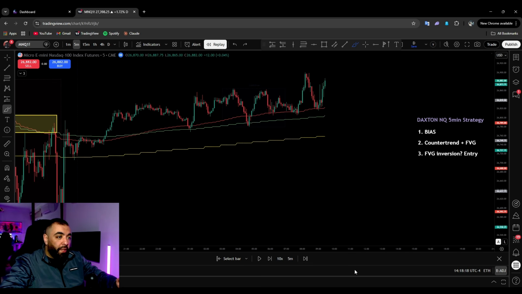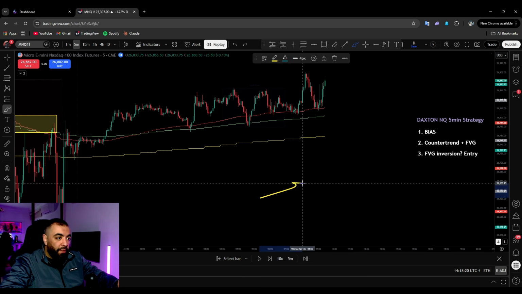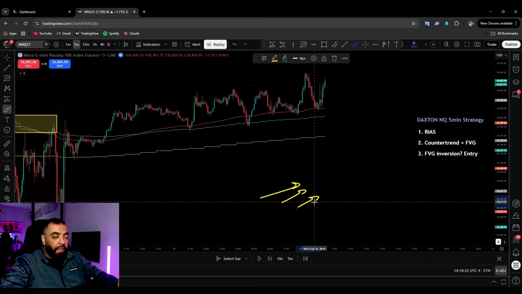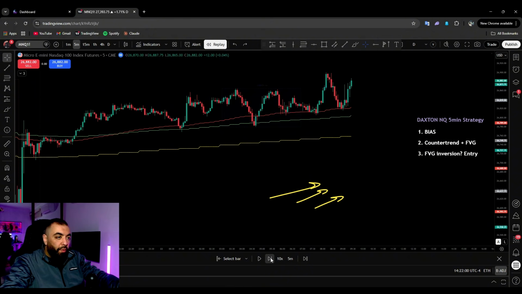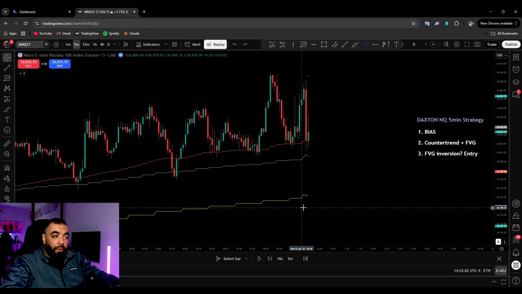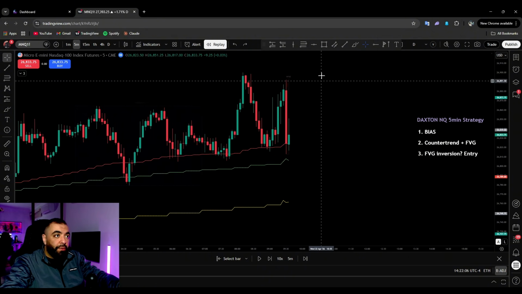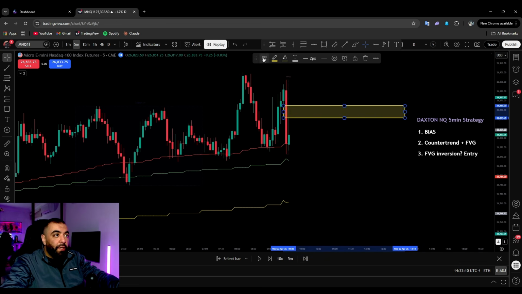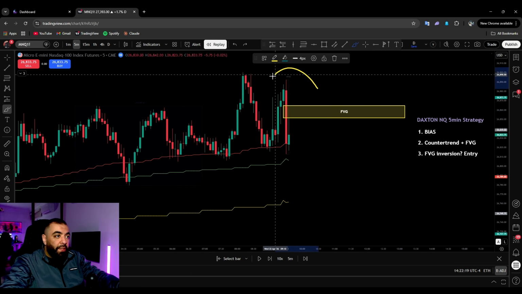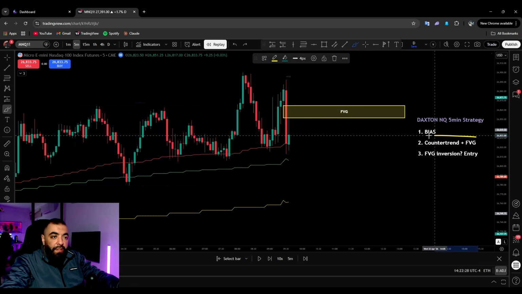On this day, before market open, we come to the chart. We see that the EMAs are stacked and pointing up. My bias will be bullish. This is the first step. Next, we wait for the market to open because I always take trades at the New York session. We can clearly see a fair value gap right here inside a counter trend. That means a pullback against my bias. This is the second step.